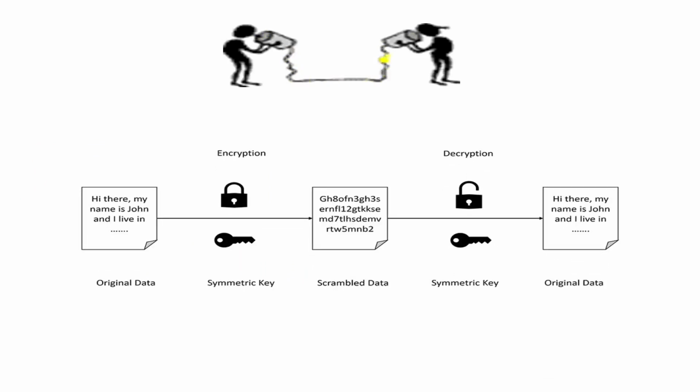How does symmetric encryption work? We take a message which is plain text, then we encrypt it using a key. Then you send the scrambled data, or the encrypted data, across the internet. And you have to use the same key to decrypt the data at the receiver end.